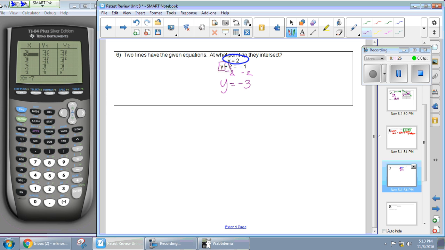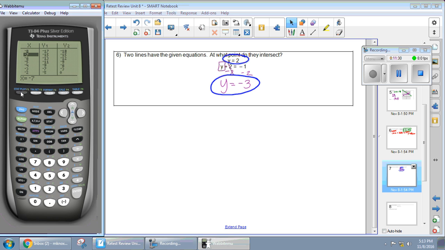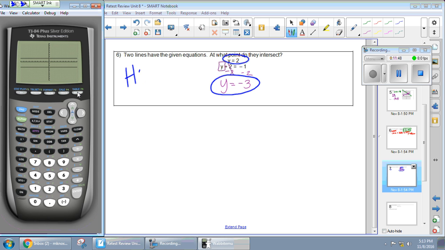So I'm going to put y equals 2 and y equals -3 into my calculator. Y equals, clear out what's there. In y1, I'm going to put y equals 2. And in y2, I'm going to put y equals -3. Then I'm going to press graph. Look, those are both horizontal lines. They will never touch, so there's no solution. They're parallel lines.